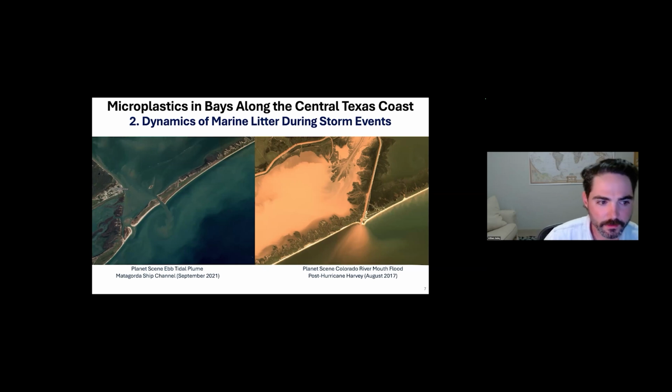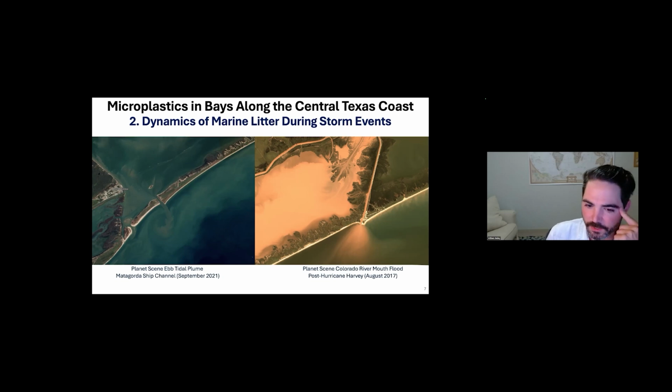So these are planet daily scenes showing on the left an ebb tidal plume of large amounts of material exiting the ship channel. This is just during normal scenarios. And then on the right, this is a more extreme scenario. This is after Hurricane Harvey in 2017, where a Category 4 hurricane came across this study area and induced a significant 1,000-year precipitation event, and caused a large amount of material to be sourced through the fluvial environment, as well as resuspending a large amount of bed material, estimated up to 10 centimeters.